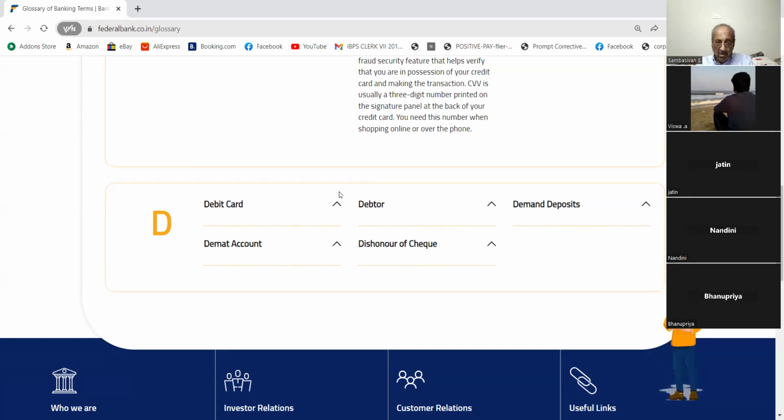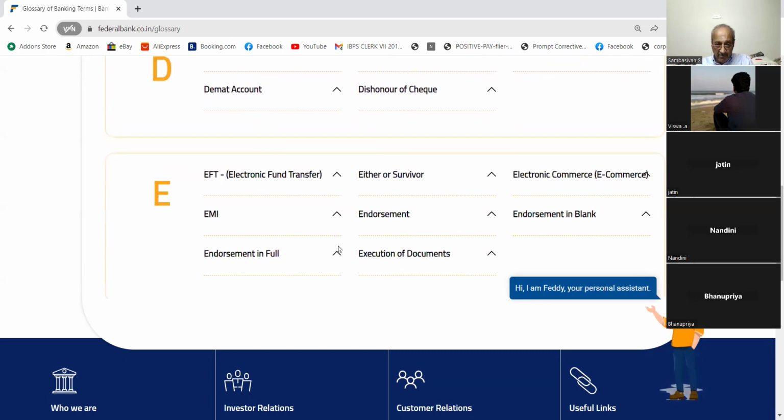Okay, good. Now we will go to Jatin. Jatin, you know Demat account? Yes, sir. Basically, a Demat account contains the details of shares and other securities in your name. If you want to purchase or sell shares, you need to open a Demat account. This is all maintained in electronic form. Good, it is digital form.